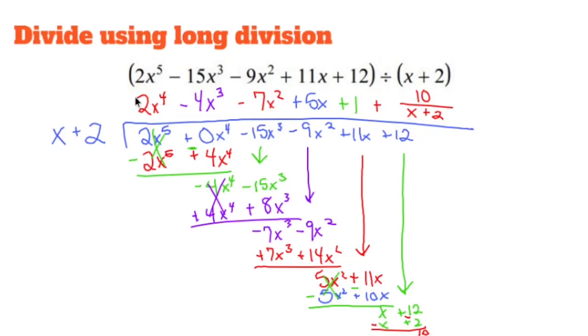So my final answer is this mess right here. 2x to the 4th minus 4x to the 3rd minus 7x squared plus 5x plus 1. And since my remainder was 10, plus 10 over my factor, x plus 2. Long division.